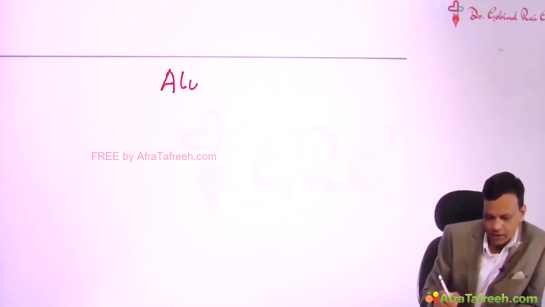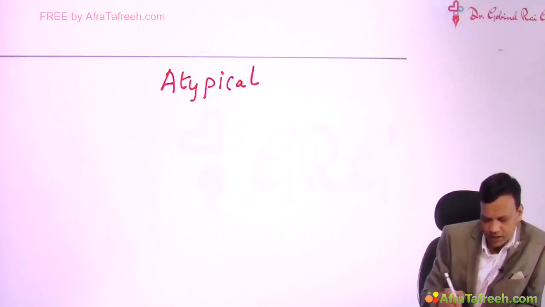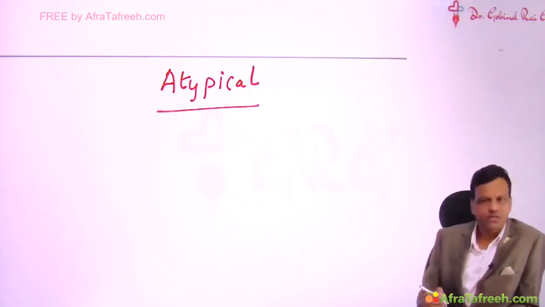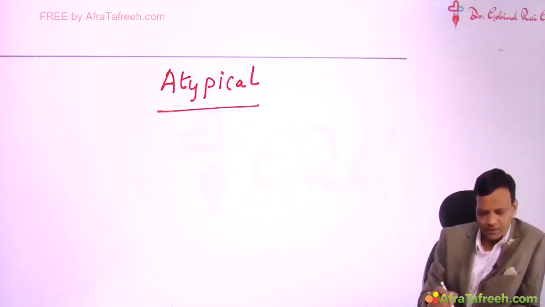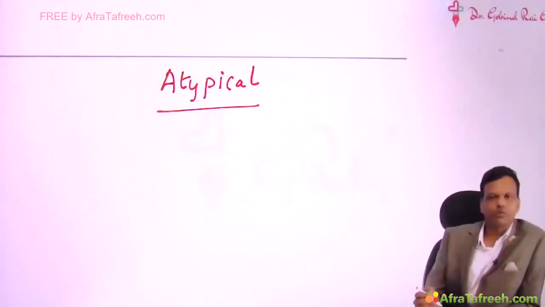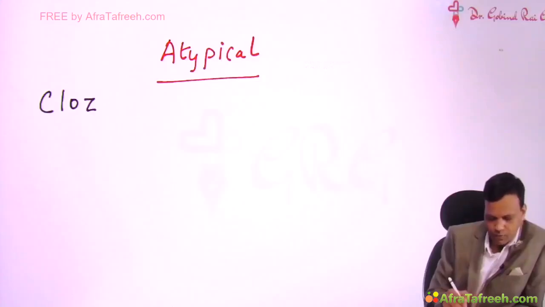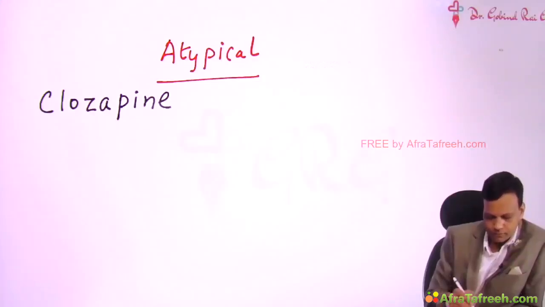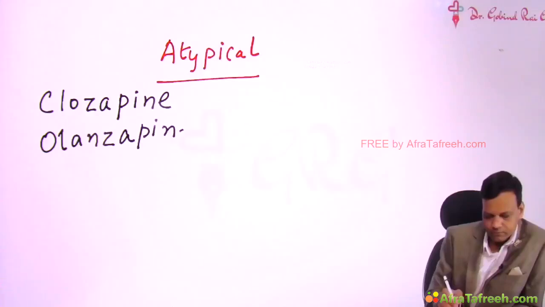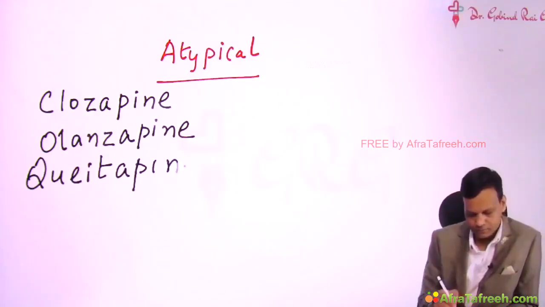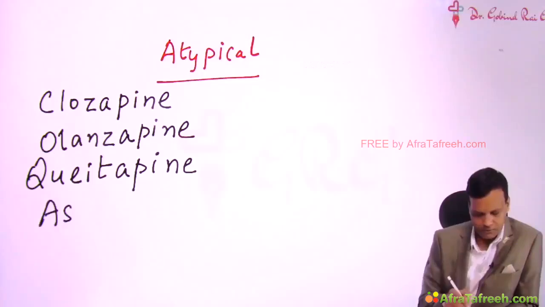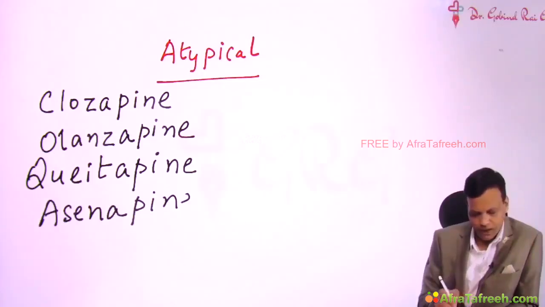So atypical antipsychotic drugs have two advantages. One, they have lesser risk of causing extrapyramidal symptoms and hyperprolactinemia. Second, they are effective against both positive and negative symptoms of schizophrenia. And the drugs in this category include clozapine, olanzapine, quetiapine, asenapine, and zotepine.